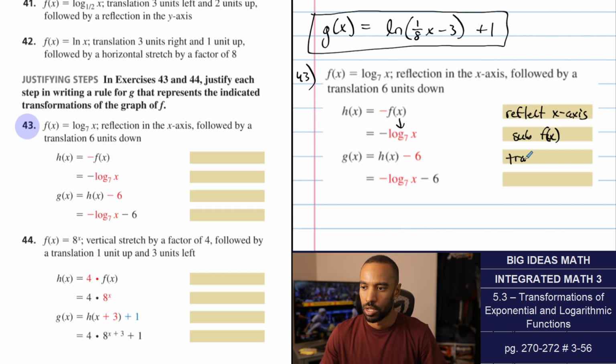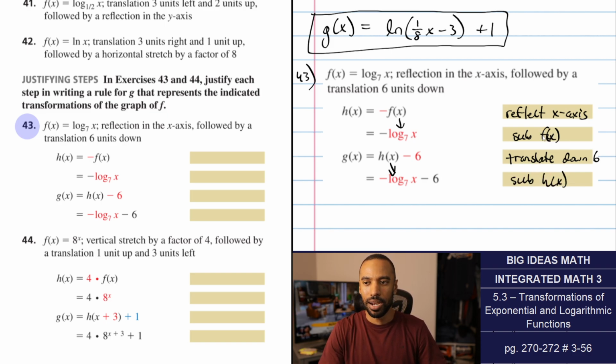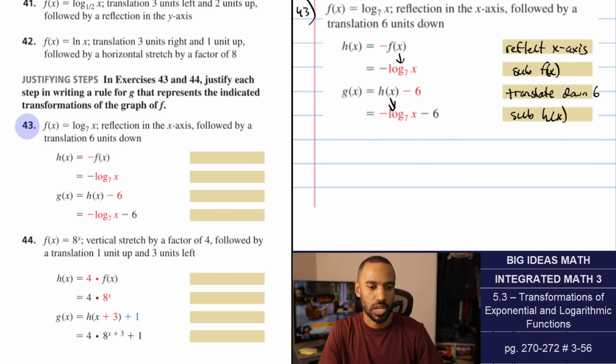This is a weird question. Translate down 6, and then you sub your h of x function. H of x was negative log base 7 of x. Now it's sub in h of x. All right, I guess that's all we're doing on that one. Let's do it one more time on number 44.